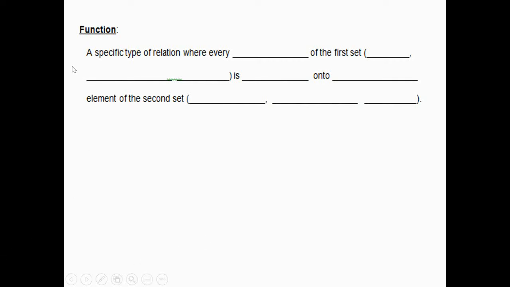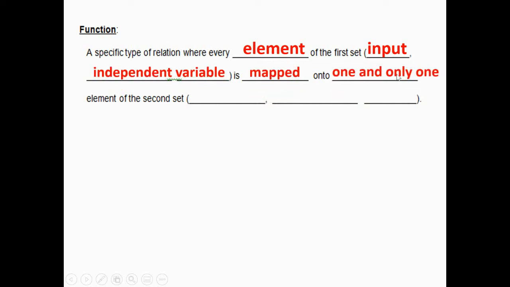That was the definition of a function. A function is a specific type of relation where every element of the first set, which are the inputs, also known as the independent variables, is mapped onto one and only one element of the second set, which is known as the outputs or the dependent variables. That was a long definition, but all it means is that when you have a relation between things, if each input leads to only one single output, that is called a function.